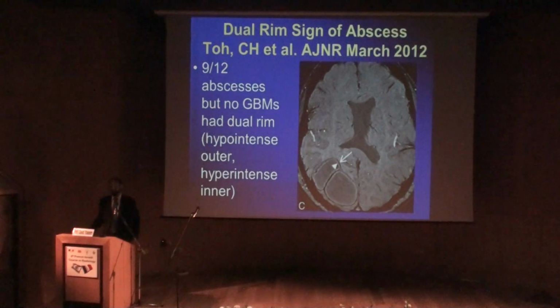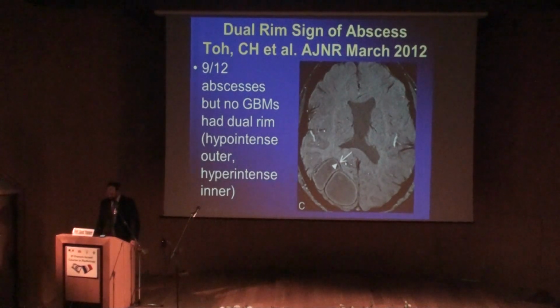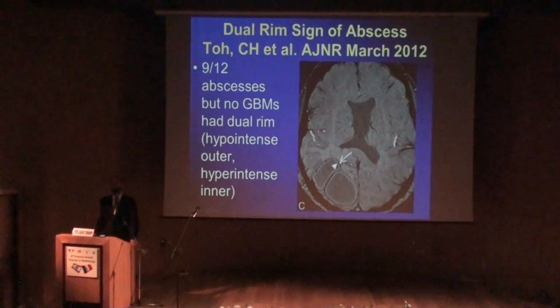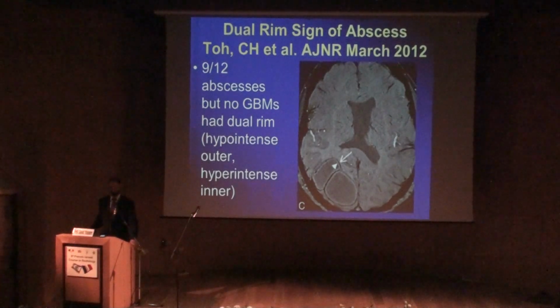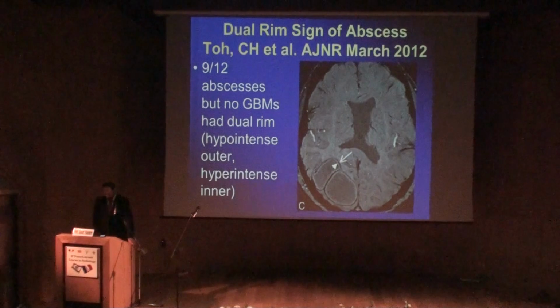There have been other publications looking at value with QSM, and this is what has been described as the dual rim sign of abscess. So in this case, what you're seeing is a hypointense rim, the dark rim, on the outside with a hyperintense inner rim. And that is what people are describing in an abscess as opposed to a necrotic mass or metastasis or GBM. And this, again, has to do in part with the respiratory burst of the microbacteria that are converting oxyhemoglobin to deoxyhemoglobin, methemoglobin, etc.